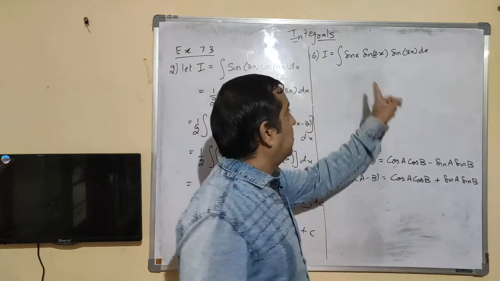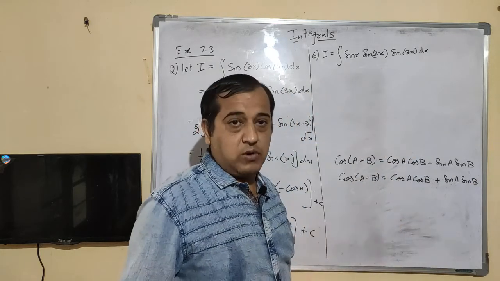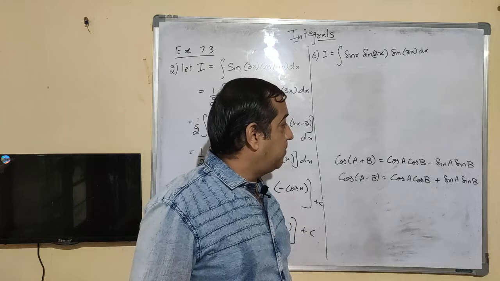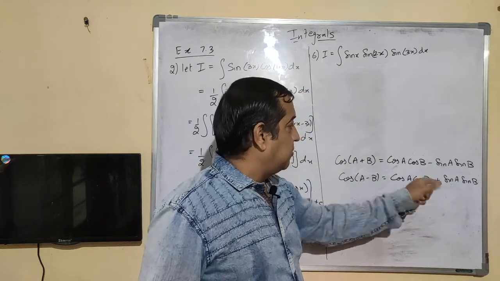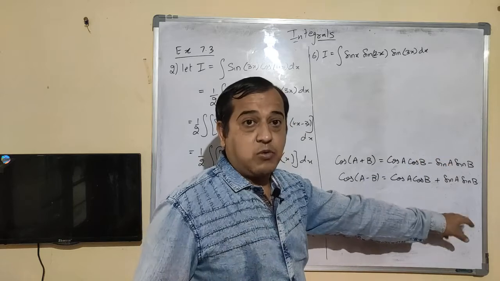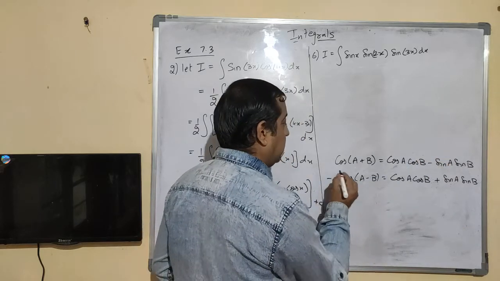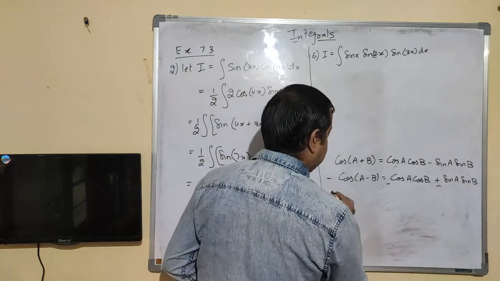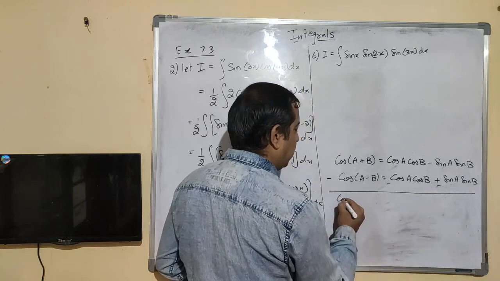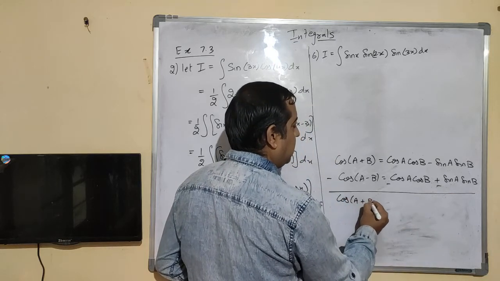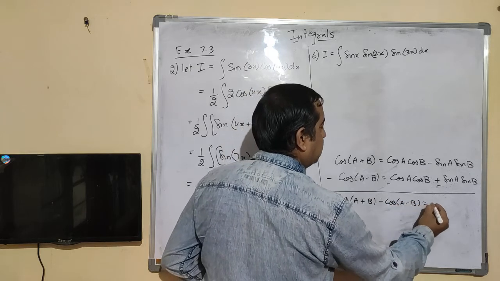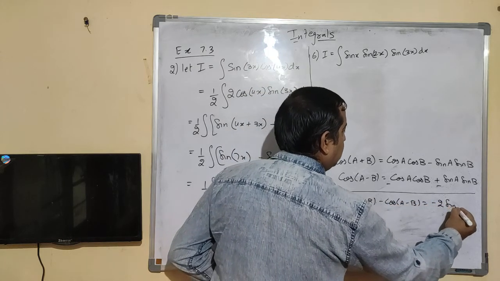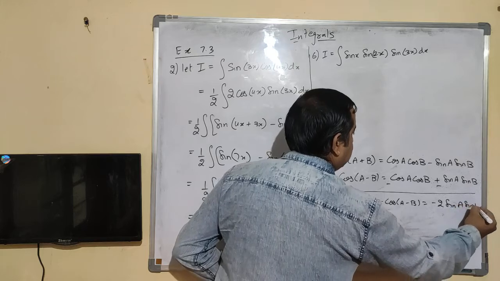Now in this case you can notice you are having the terms of sin only. Here the terms of sin are present and here you are having sin, but this is plus, this is minus. If we add this, this will strike out. So what you have to do, you have to subtract it. Do the minus, this is minus and this is minus. What do you get? You get cos (a plus b) minus cos (a minus b). This is negative of 2 sin a sin b.